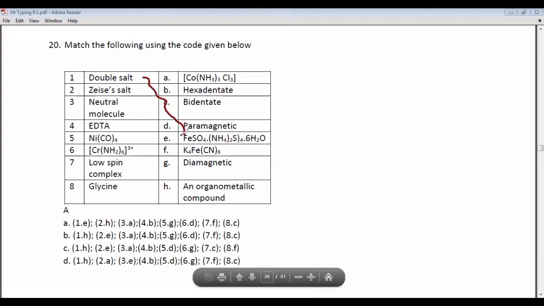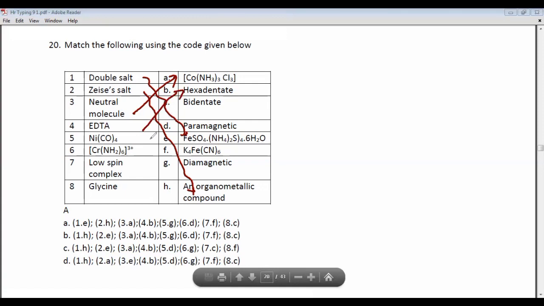Wait, we'll discuss once again. Double salt, FeSO4. Zeise's salt, organometallic compound. Neutral molecule, this one. So 1 is E, 2 is H, 3 is A. Fine. 3 is A. 4 is B.